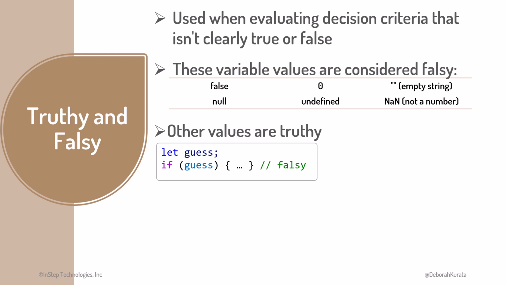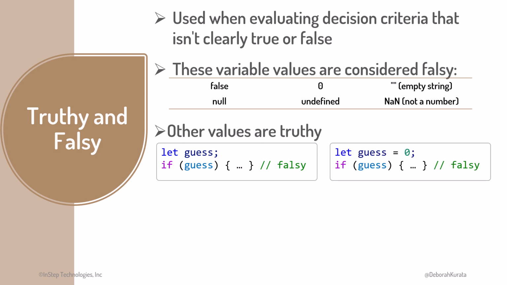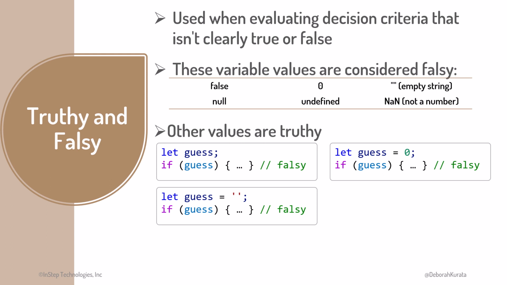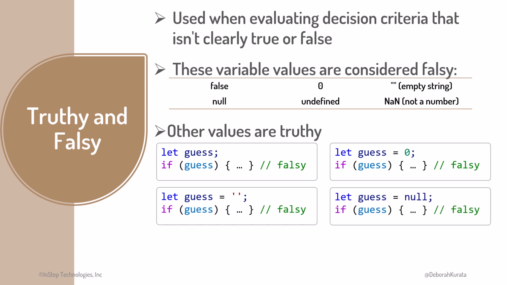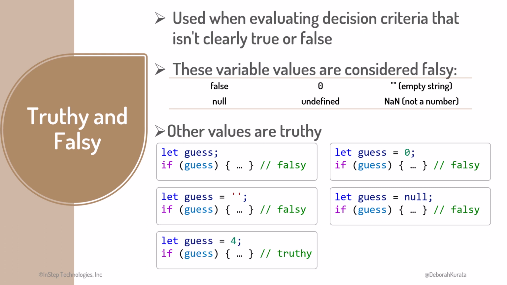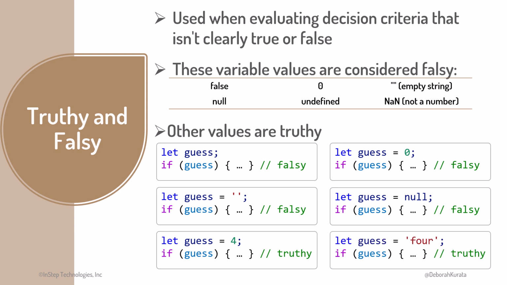Here, guess hasn't been initialized, so it's undefined and falsy. If we set guess to 0, it's still falsy. If guess is an empty string, it's falsy. Null, it's falsy. Basically, if the variable doesn't contain an actual non-empty value, it's falsy, and the code within the if block is not run. If we set the variable to a number that is not 0, or to a non-empty string, it's truthy, and the code in the if block is run. Want to try this out?